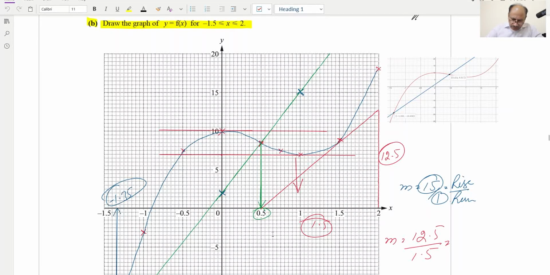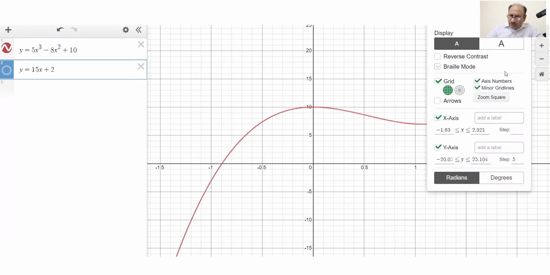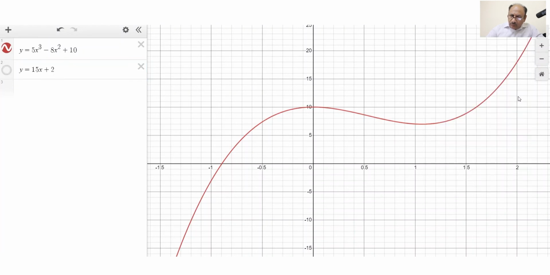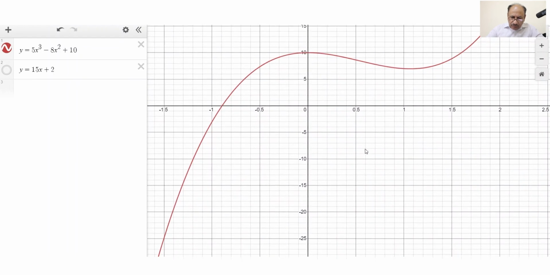I'll switch to the software. As I mentioned, there are so many software options available, so I'm using this one. You can use any other. We can just type this given equation: y is equal to 5x cubed minus 8x squared plus 10. If we plot this graph, I have set the x-axis and y-axis according to the given graph. So this is from minus 1.5 to 2 on the x-axis, and from 20 to minus 20 or 25; you can even move it up and see.